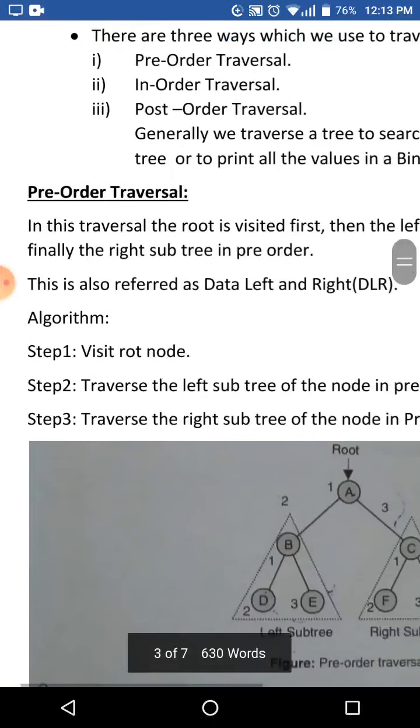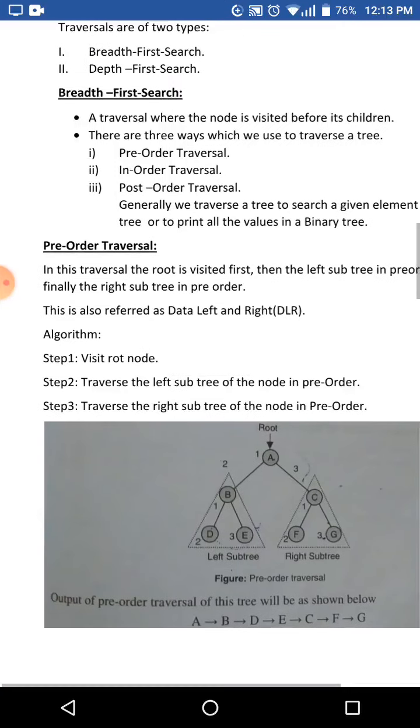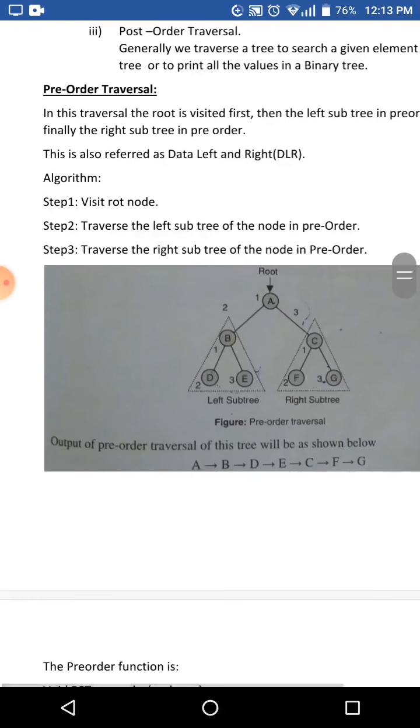Look at this, what is pre-order? In pre-order traversal, the root is visited first, then the left subtree is pre-ordered, and finally the right subtree is pre-ordered. Suppose I have a tree here, look at the example. With the example we can understand easily. After the example I will explain the algorithm for the particular order.